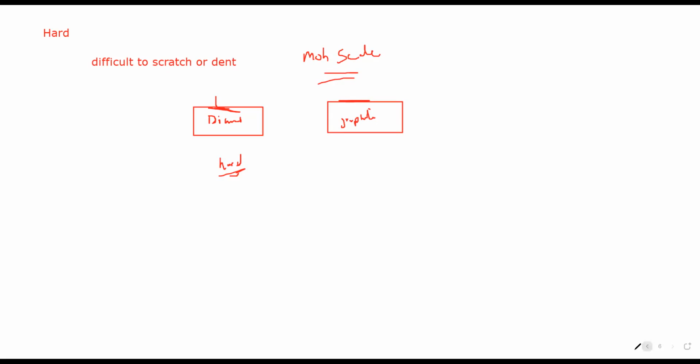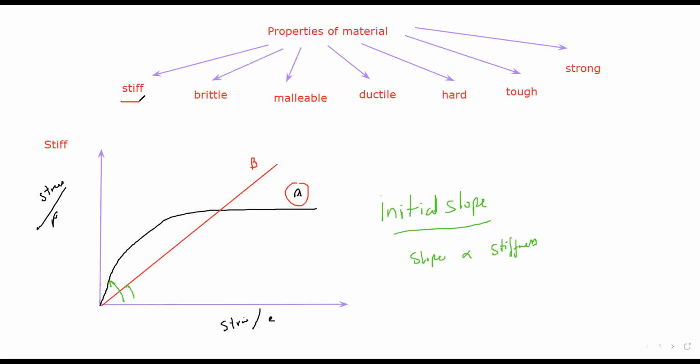Is it clear? The properties: stiffness, a greater amount of force to produce a small extension; brittle, small or no plastic deformation, the object breaks; malleable, the object can deform under compression; ductile, the object plastically deforms under tensile stress; hardness, difficult to scratch or dent; tough, the object can undergo considerable deformation before breaking; strong, the force required to break is greater, so a greater force is needed to break the object, and that is called strong.